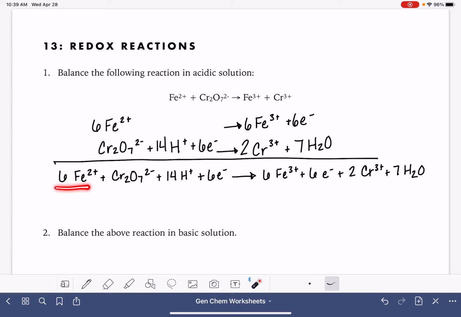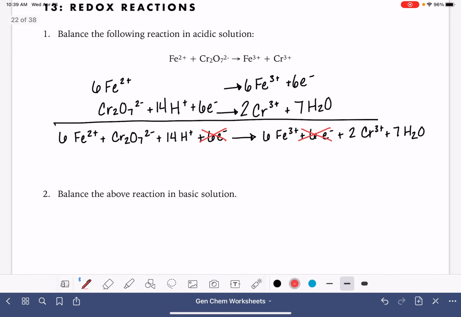It's almost done. The last thing that we need to do is just make sure that there is nothing on the left-hand side that's also identically present on the right-hand side. 6 Fe2+ is not the same as 6 Fe3+. They have different charges. Cr2O7 2- is not on the right-hand side. 14 H+, also not on the right-hand side. 6 electrons, those will cancel. You should always be able to cancel your electrons. And this is done.